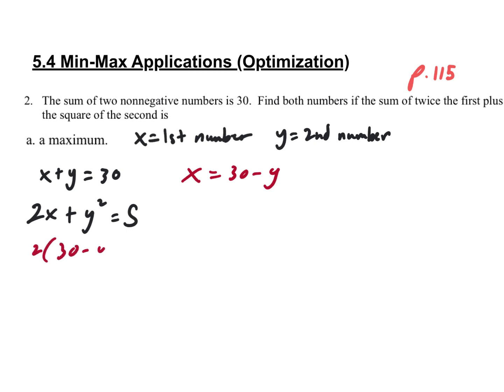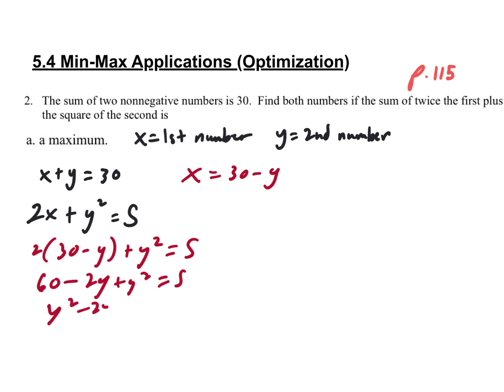30 minus y in, and again, the reason why is because if I would have got y by itself, which I did in all my slides, you end up putting it in here, and then you have to square a binomial, which is not that big of a deal, but it is harder than this. So I've got 60 minus 2y plus y squared equals S. I probably should put that in descending order to factor. It'll make it easier.